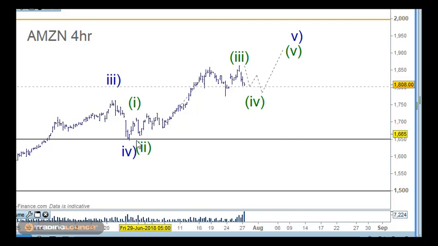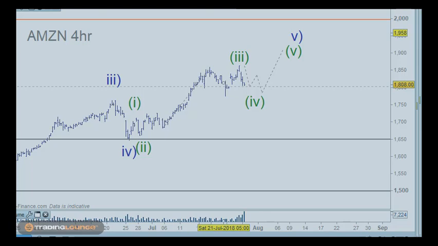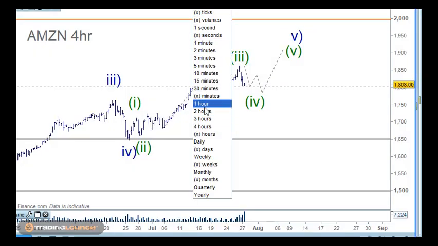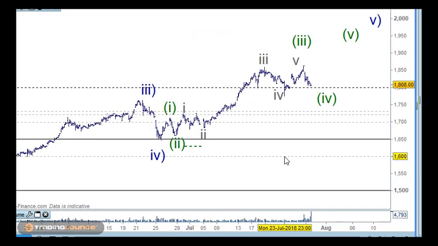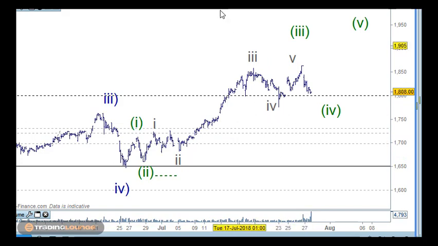Let me just double check that on the hourly chart. Yeah, this is how we had it on. This was the more defined count. But I'm unsure about that, because that could be a B wave and a C wave here, and then moving up here. Let me just check some of the others for a second.